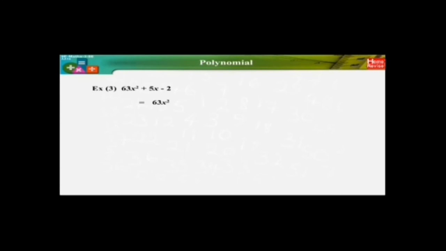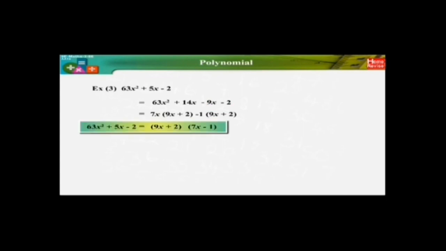63x square plus 5x minus 2, which is equal to 63x square plus 14x minus 9x minus 2, which can be written as 7x into 9x plus 2, minus 1 into 9x plus 2. 9x plus 2 is taken out as common and then it will be 7x minus 1. So the factors are 9x plus 2 and 7x minus 1.